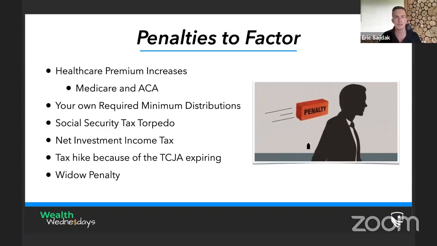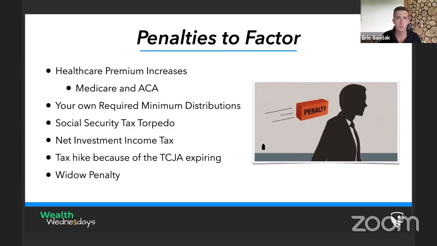So when we talk about penalties that you need to factor in, what penalties might we be talking about? This is not an all-encompassing list, but these are a few big ones. Healthcare premium increases, both on Medicare as well as Affordable Care Act insurance. If you take too large of a distribution from an inherited traditional IRA, guess what? Your Medicare premiums can bump up as well. We need to be factoring in your own required minimum distributions. Okay, if you inherit an IRA after you've turned 72, you might have to take your RMD as well as an inherited RMD. Well, let's say they're both 6-figure RMDs. All of a sudden, you're subject to a lot of different penalties. So we need to be considering your own RMDs.